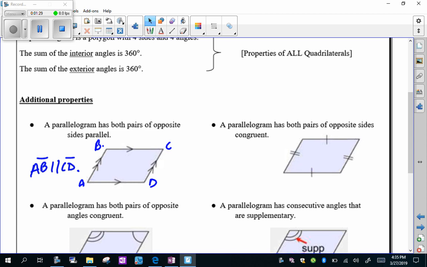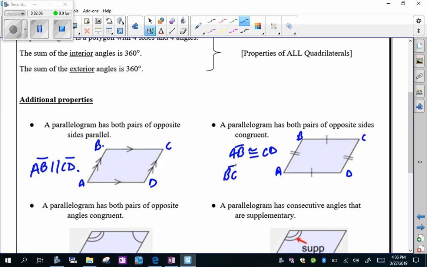Okay, now, next, a parallelogram has both pairs of opposite sides congruent. Now that's very important. So if I were again to put in A, B, C, and D, because I think that helps, well, side AB is congruent to side CD. And side BC, sorry about that, that's a little messy, so side BC is congruent to side AD.